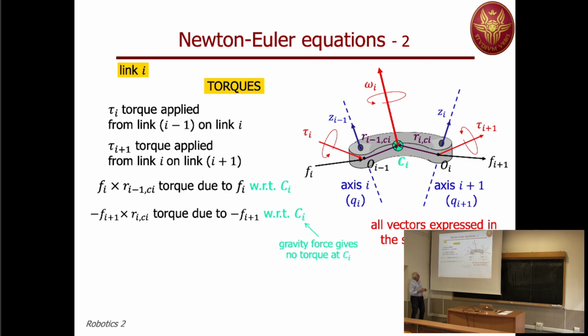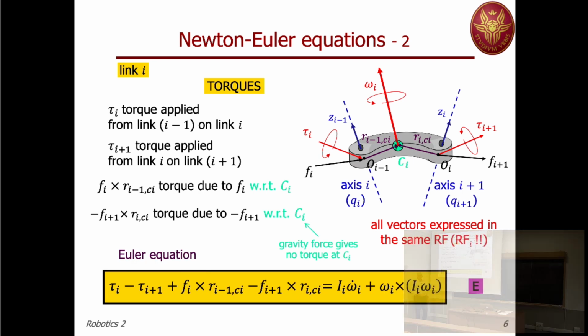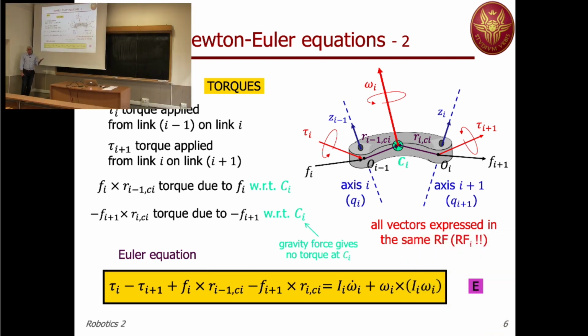So, again, this is the motivation why we chose this point, because the gravity force gives no torques in this case, so we eliminated one of the three previous forces. And the Euler equation is longer, but quite clear.